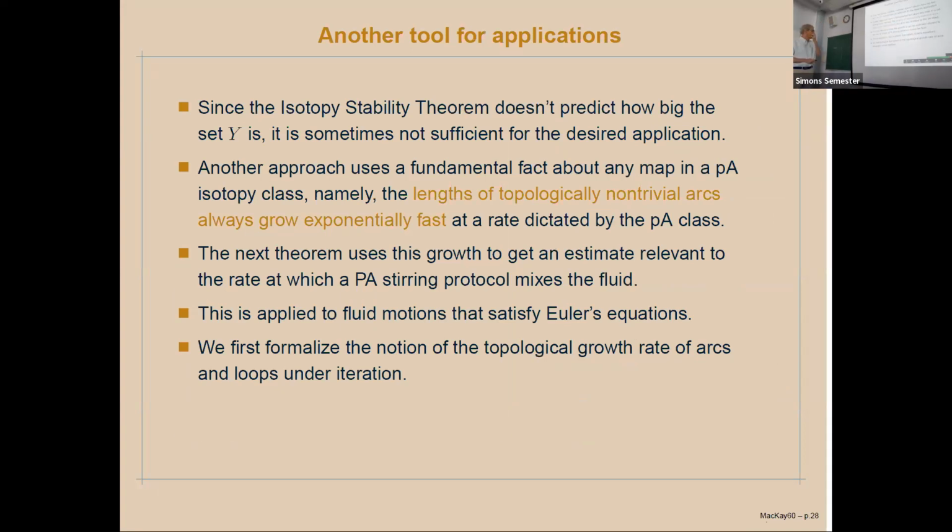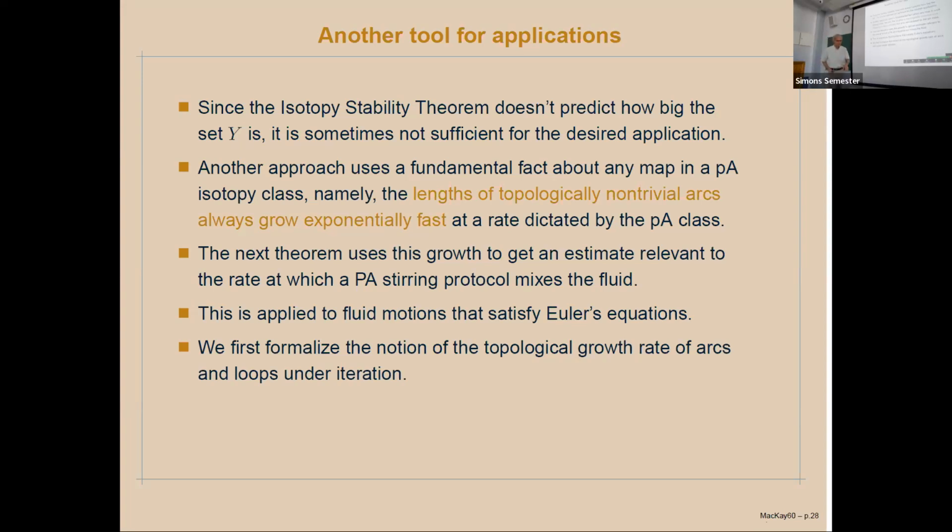Okay, so if you remember what I've been telling you, we have this theorem that if you have a pseudo-Anosov stirring protocol, then the dynamics persist, but there could be exceptions on this small set Y, right? They could exist on this small set Y. All right, so it's very hard to predict how big this set is. So you really want to understand the fluid and its motion in the disk.